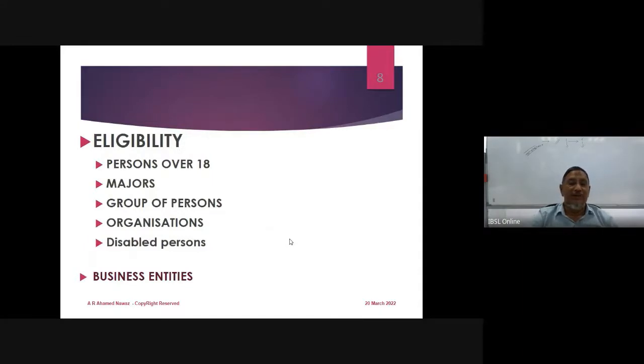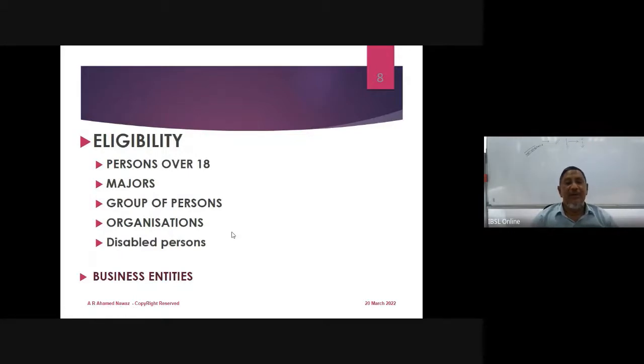Okay, so opening of accounts: basically, what are the requirements? Any person over 18 years, because minors can't open an account as they have no contractual capacity. Then majors, whoever is over 18, are called majors. There are also certain majors defined not by age but by certain other legal requirements. Group of persons, organizations, some disabled persons, and business entities. Right?